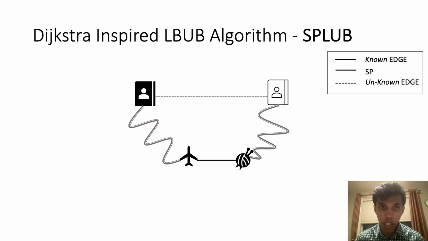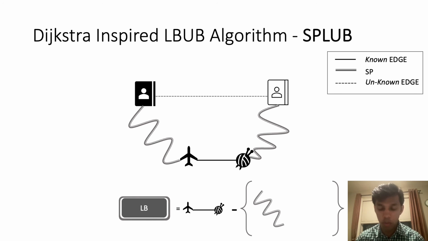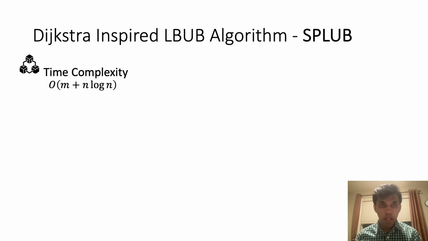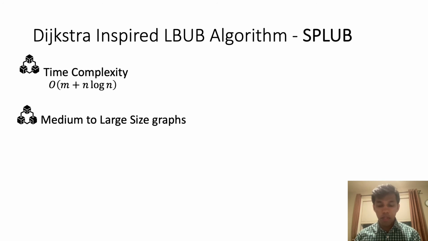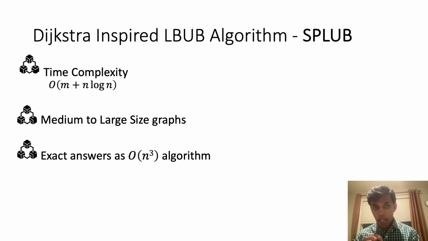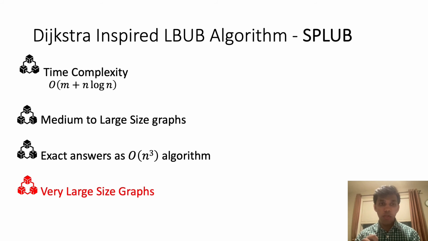You continue doing this for each of the known edges in the graph, and then you take the maximum of the lower bounds and declare it to be the answer. The time complexity of this algorithm is exactly the same as Dijkstra's algorithm, as is evident from the algorithm itself. This scales very well to medium to large size graphs. It finds the exact answers as that of the cubic algorithm proposed by Sasha and Wong, but that does not scale to very, very large graph settings.